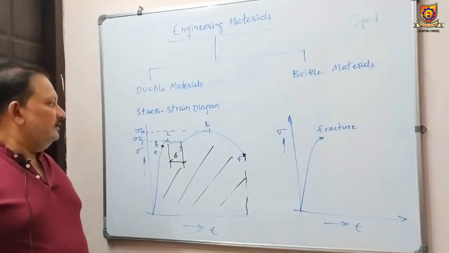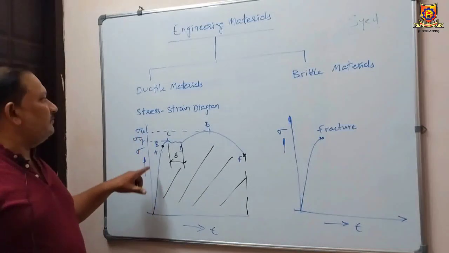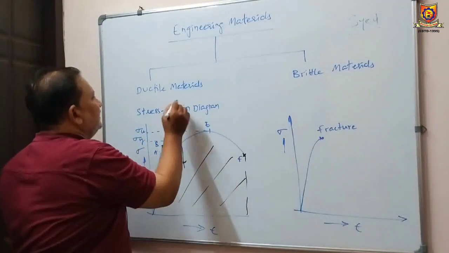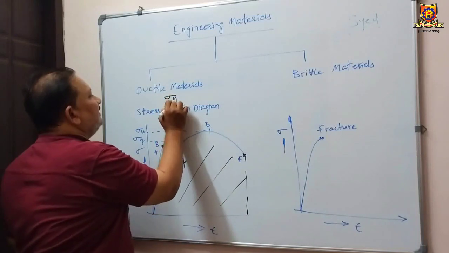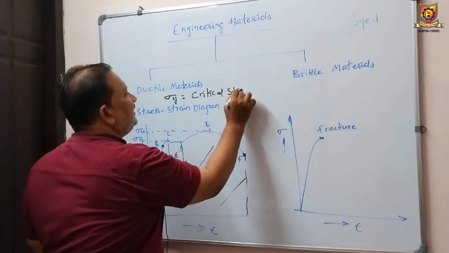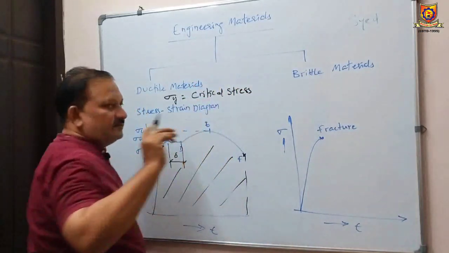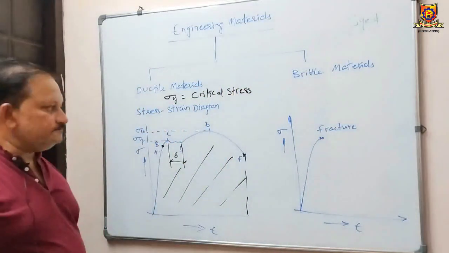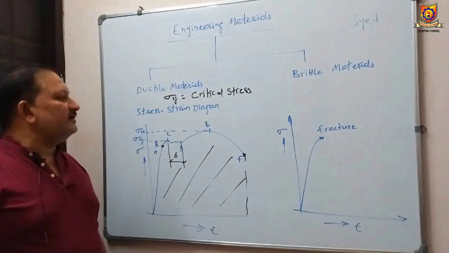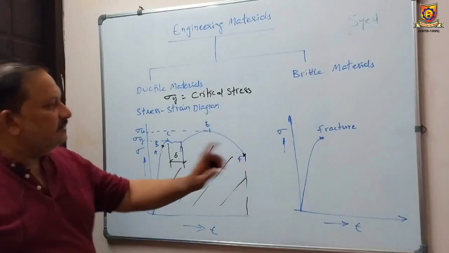Okay. So from this stress-strain diagram, what we can understand is that for a ductile material, yield stress is the critical stress. In contrast, we can see the stress-strain diagram for a brittle material in the second case.